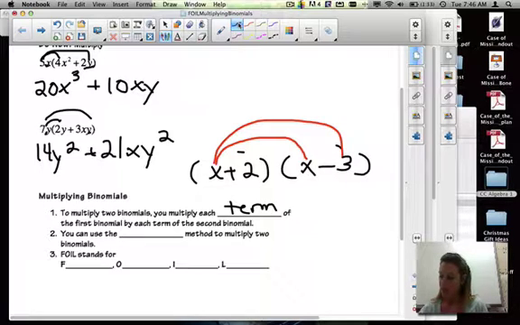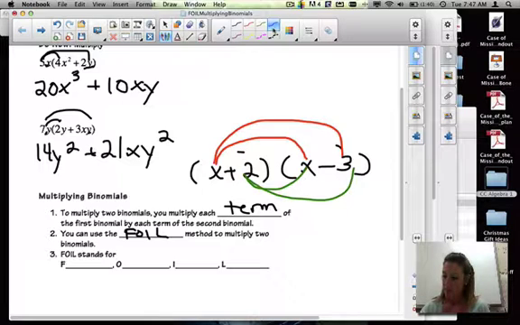Then you can use the FOIL method to multiply two binomials, which is very similar to what I just demonstrated. So once you do the first term, you would do the second term with each set. So we call this the FOIL method, which stands for first. So you would do the first terms in each, so like I showed here.